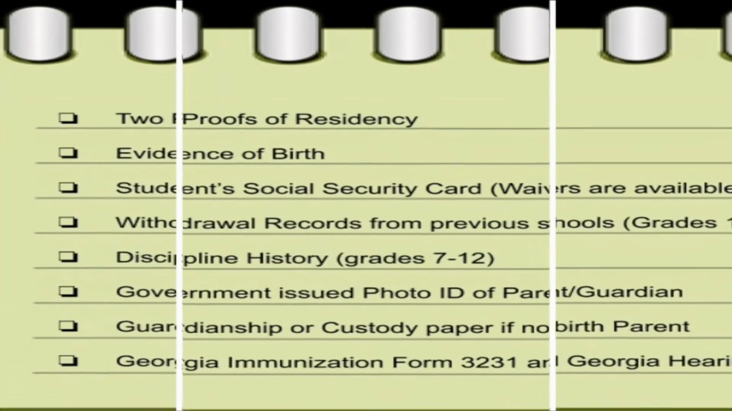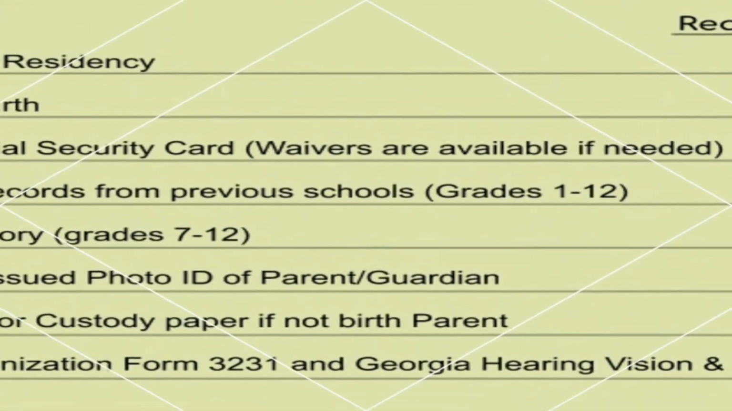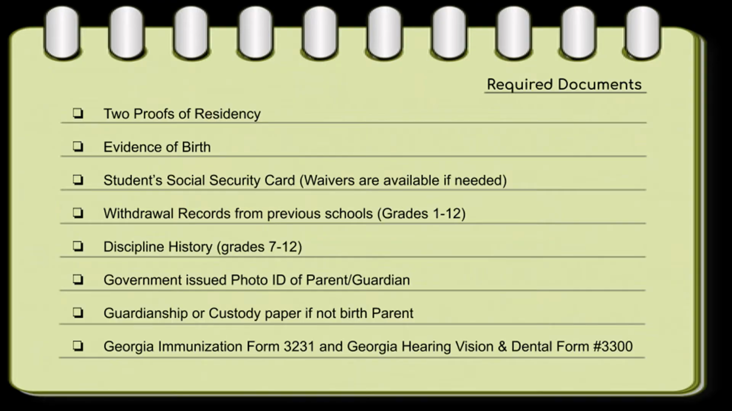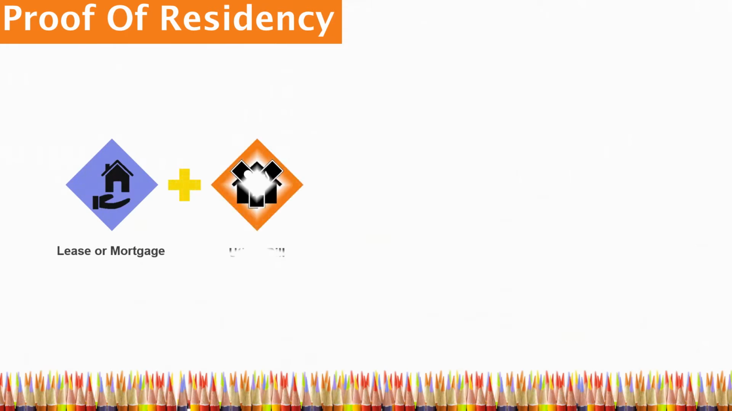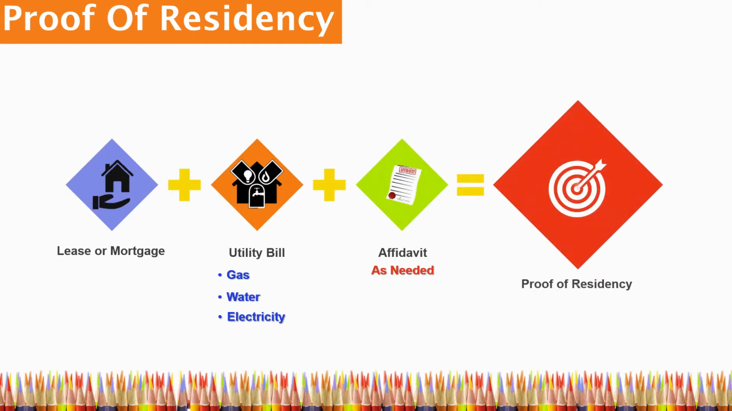When completing the first step of the OLR process, it is important to gather all required documents. The first required document is 2 proofs of residency in the parent's or guardian's name. Acceptable proofs of residency include a lease or mortgage and/or utility bills. Approved utility bills are gas, water, and electricity billed within the last 30 days. An affidavit of residency can be provided for parents and guardians as needed.